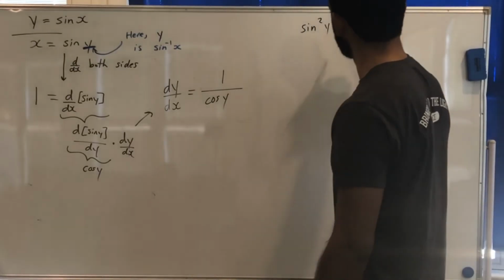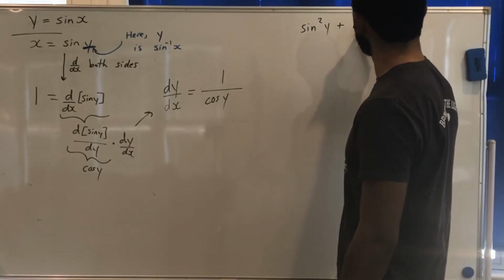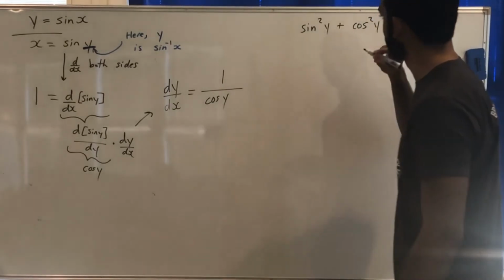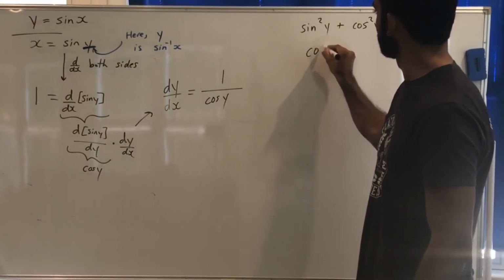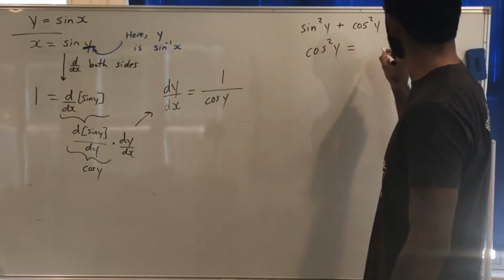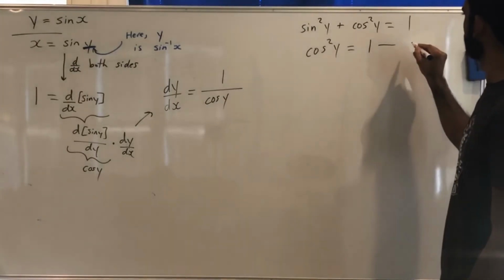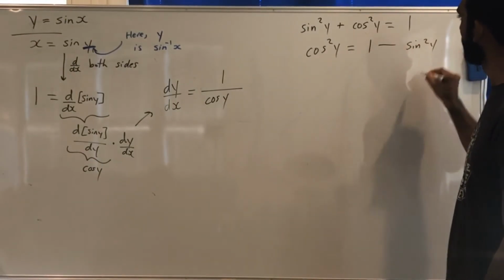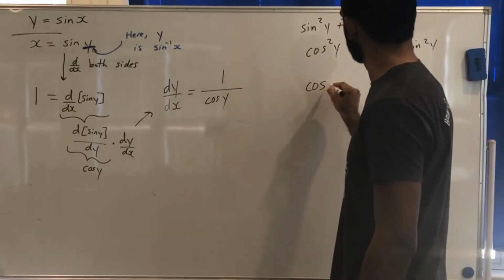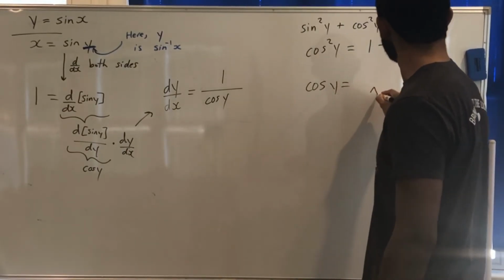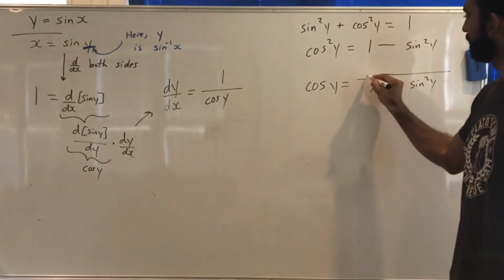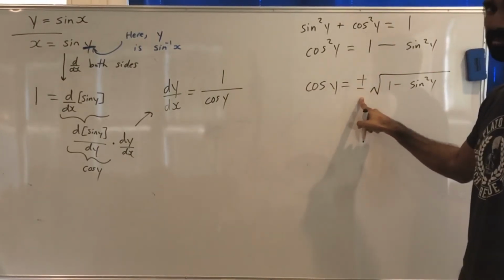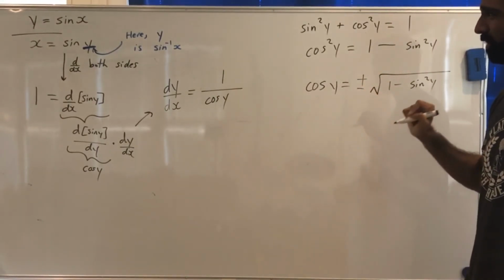Whatever y happens to be, what does sine squared of y plus cosine squared of y always have to be equal to? 1. Always has to be 1, yes. So cosine squared of y always has to equal 1 minus sine squared y. So cosine y is going to be the square root of that, and it's going to have either a plus sign or a minus sign. Okay, so I have one of those.